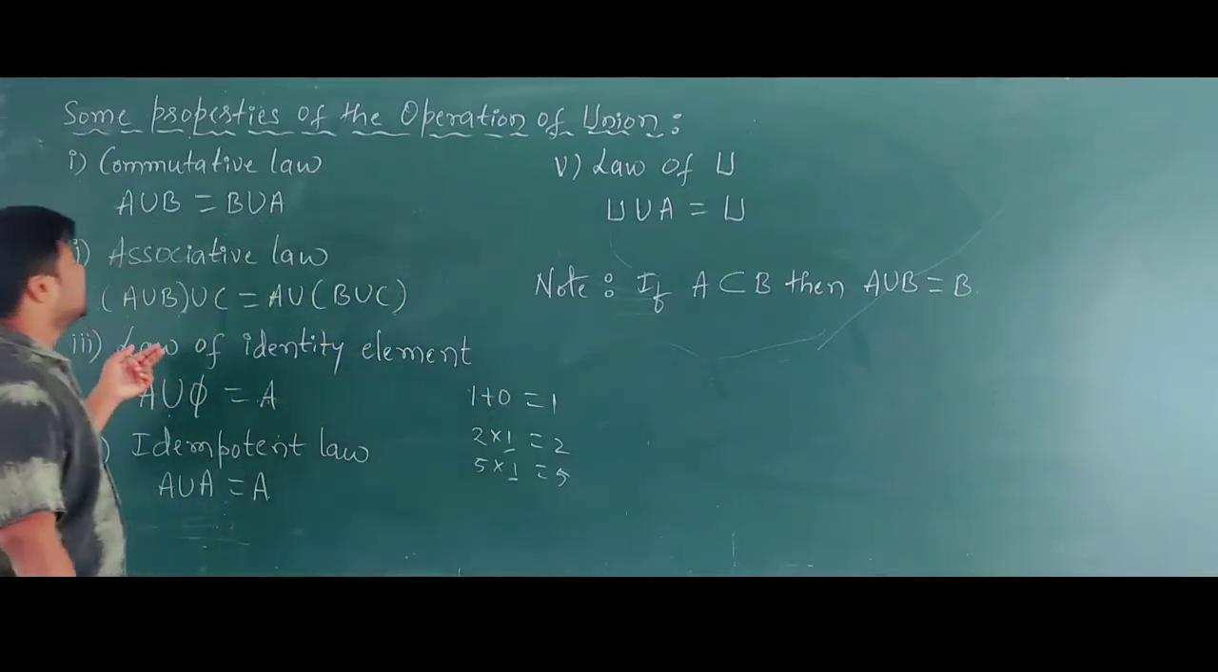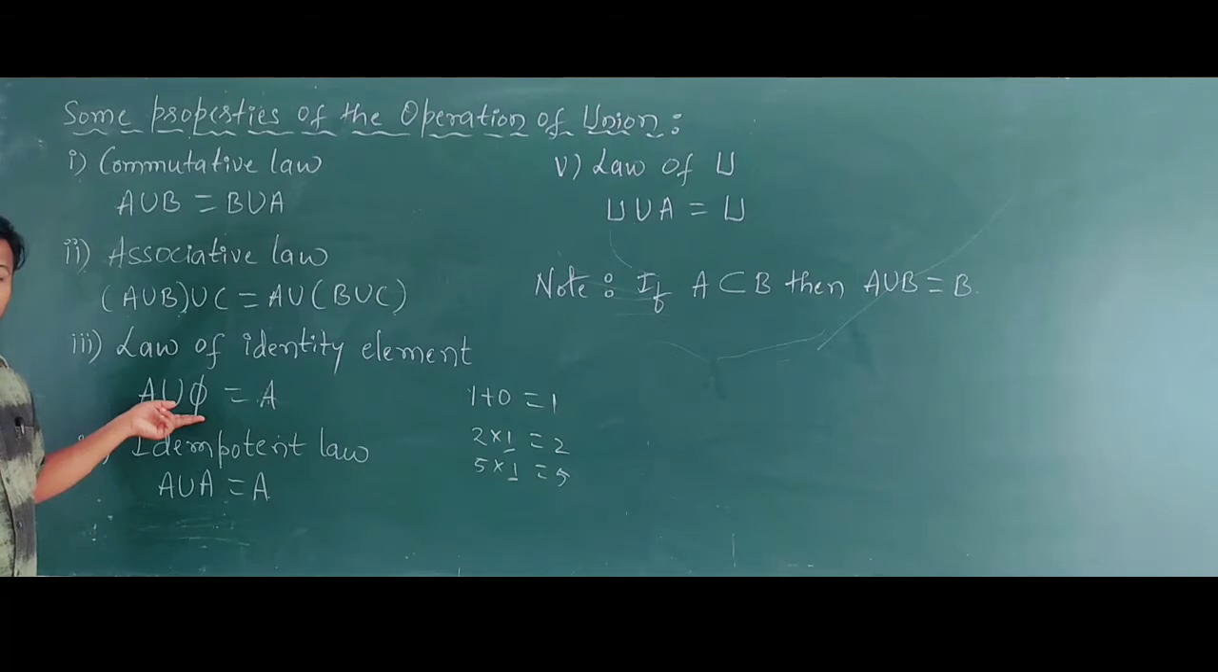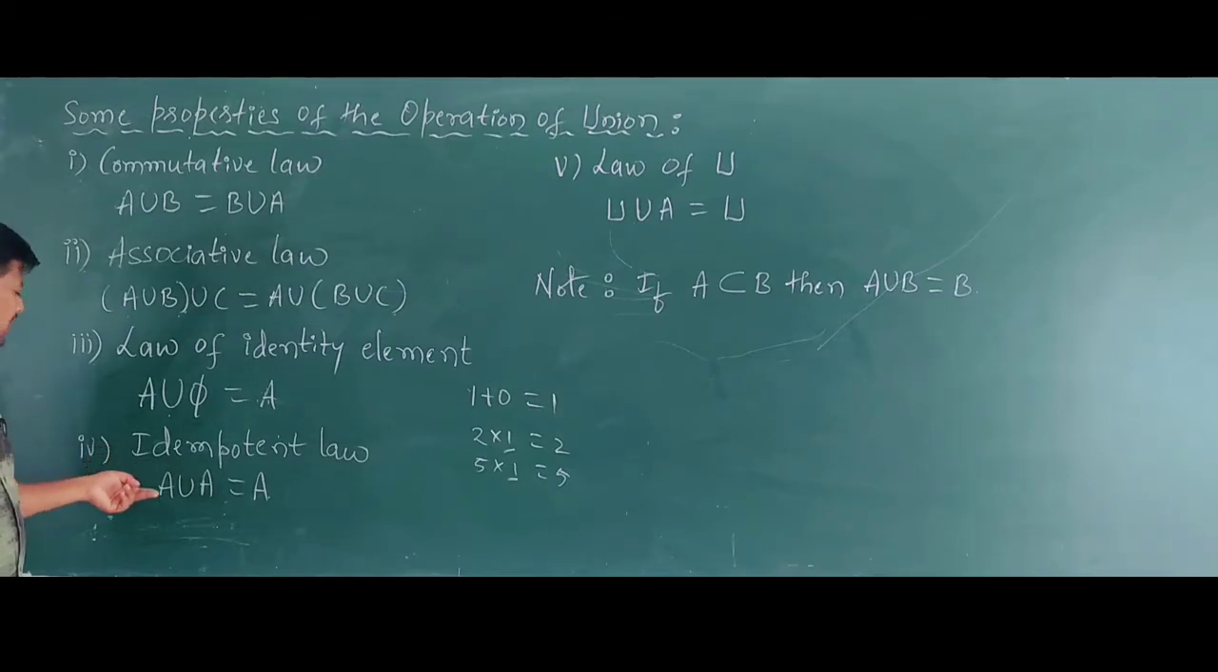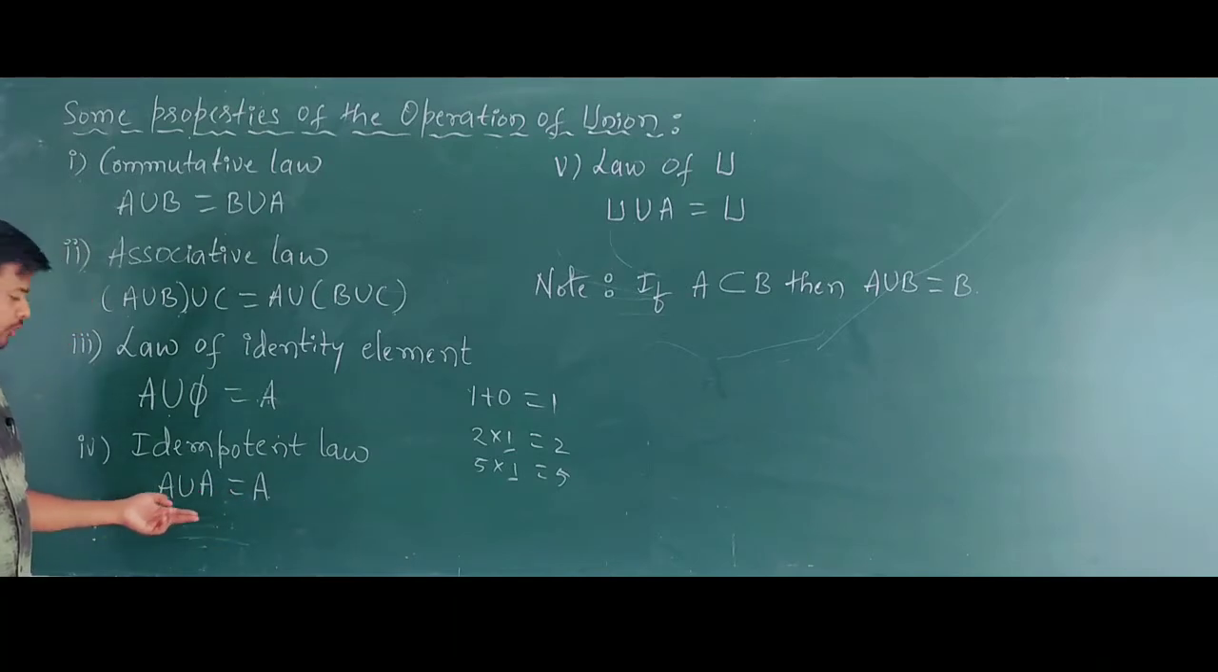So in sets, the null set is called the identity element. A union null set, again you get the same set A. Fourth one, idempotent law. Idempotent law means A union A is again set A only. If the same set is united, the common elements come one time, so again you will get set A only. A union A equals A.